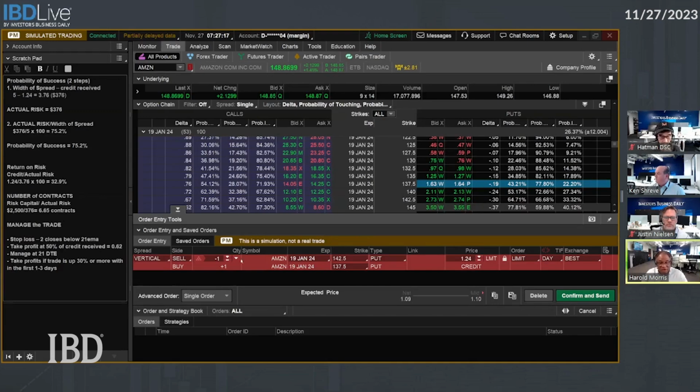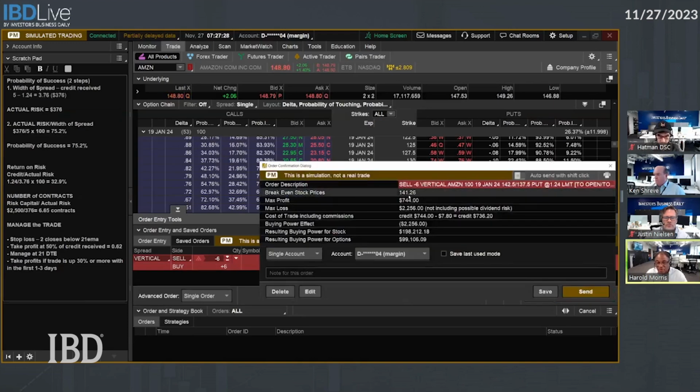So again, let's change our numbers here. So 6 contracts, that's what we're going to do here. So let me change that number. And let's go to confirm and send. So again, there's our break even, there's our max profit based on the number of contracts. And then here's the buying power effect. So close to the $2,500. Now I'm going to send this off.